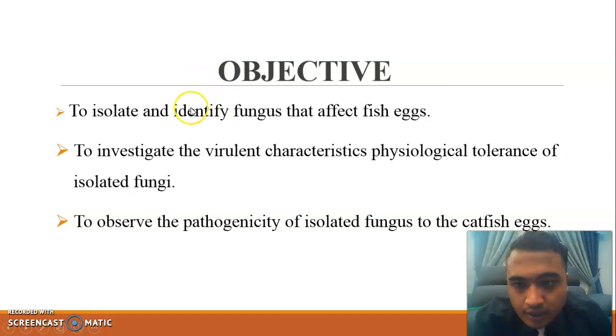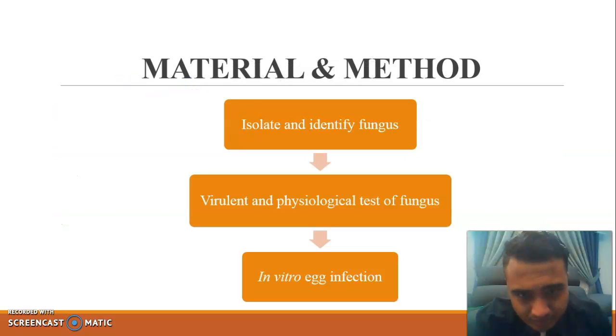There are three objectives that I want to highlight here. The first objective is to isolate and identify fungus that affects fish egg. The second is to investigate the virulent characteristics and physiological tolerance of the isolated fungi, and the third is to observe the pathogenicity of the isolated fungus to the catfish egg.